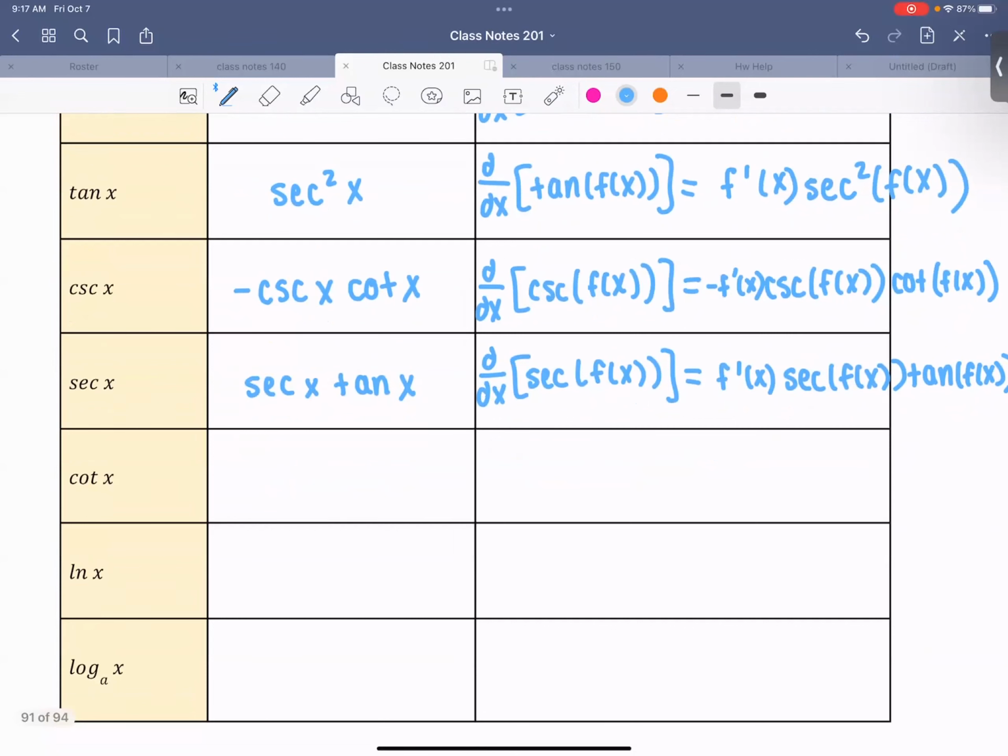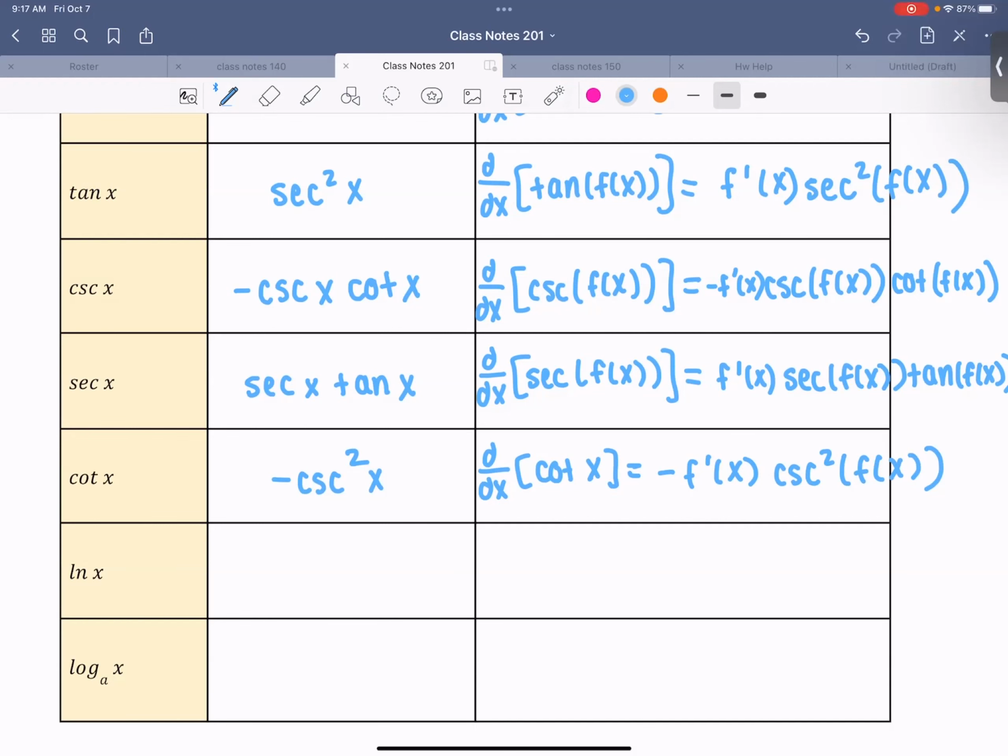Cotangent of x, what's that derivative? Negative cosecant squared, good. Remember, tangent and cotangent have those squared values. All right, let's find the derivative of cotangent of f of x. Any guesses on what the whole derivative would be? Negative f prime of x times cosecant squared f of x. Perfect. And that's all we have to do. Any questions on these trig functions?